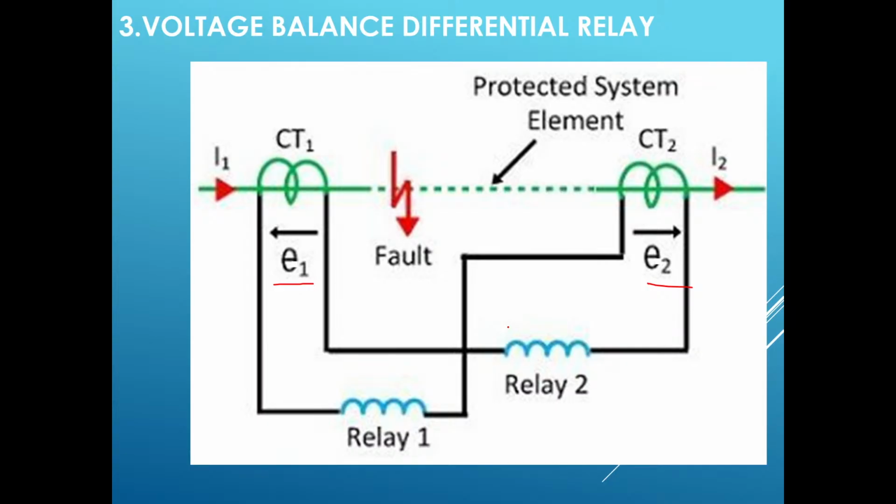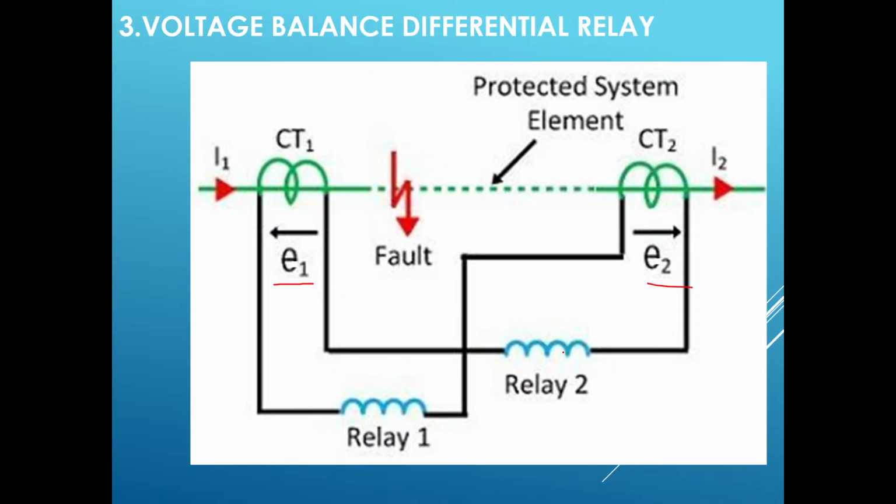And because of these EMFs not being the same, the EMFs induced across CT1 and CT2, that is E1 and E2, are no longer the same. Therefore, they will cause circulating current to flow through the operating coils of relay 1 and relay 2. The relay will start operating, and when the relay operates, we already know what will happen. The trip circuit is closed, the trip coil is energized, and the circuit breaker opens.